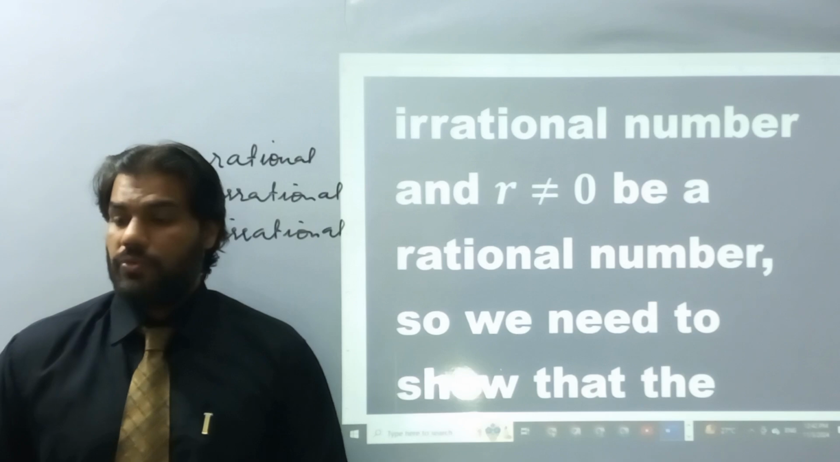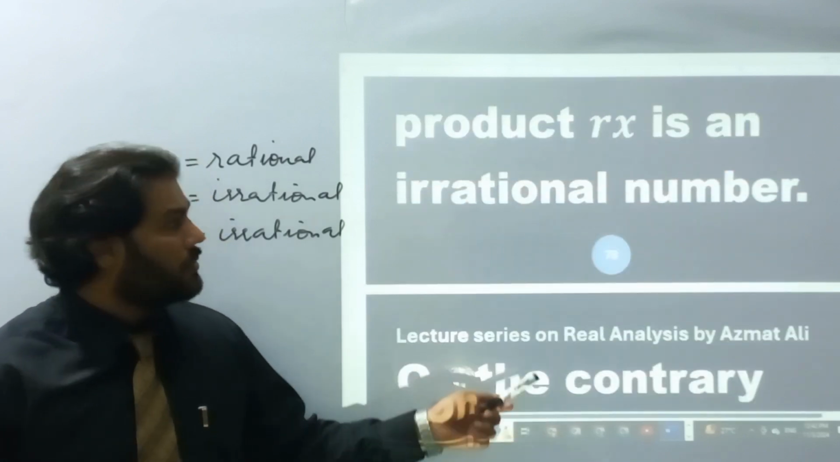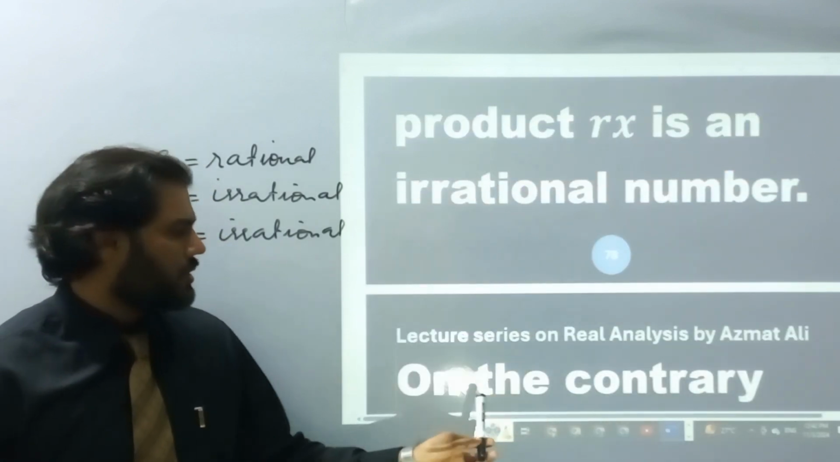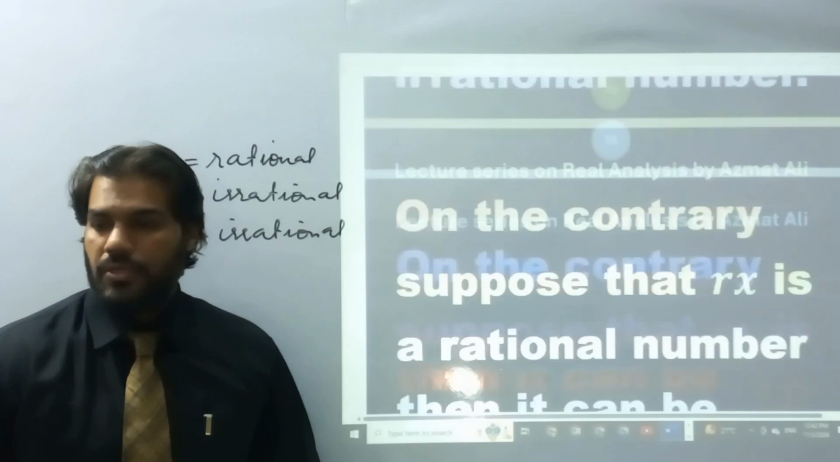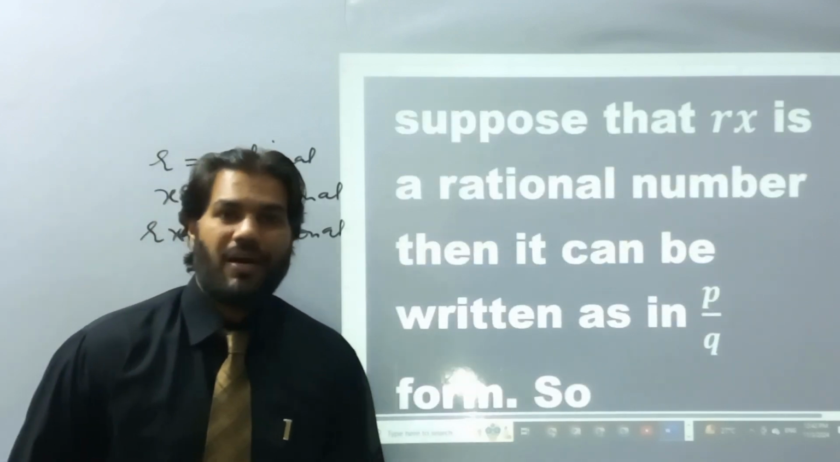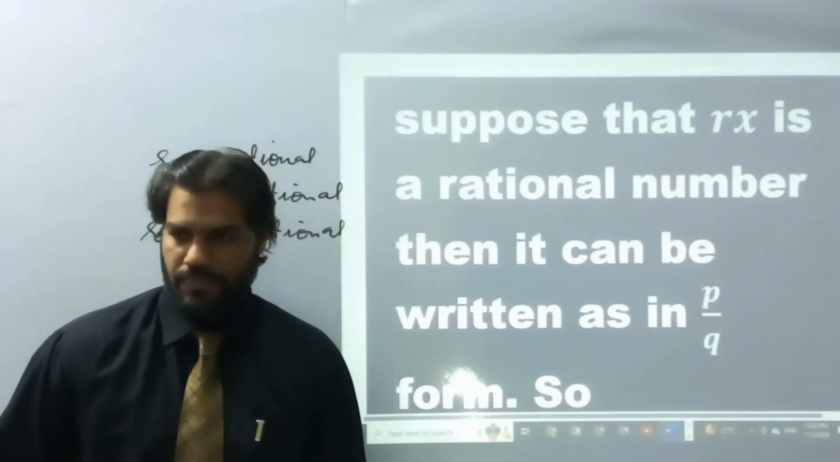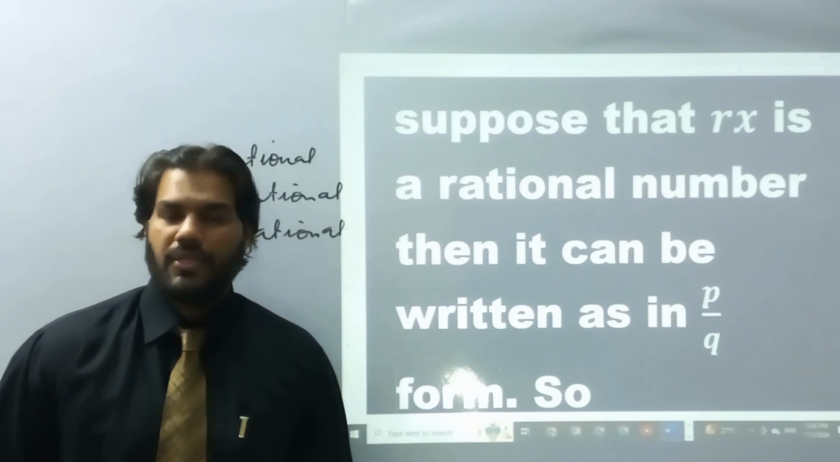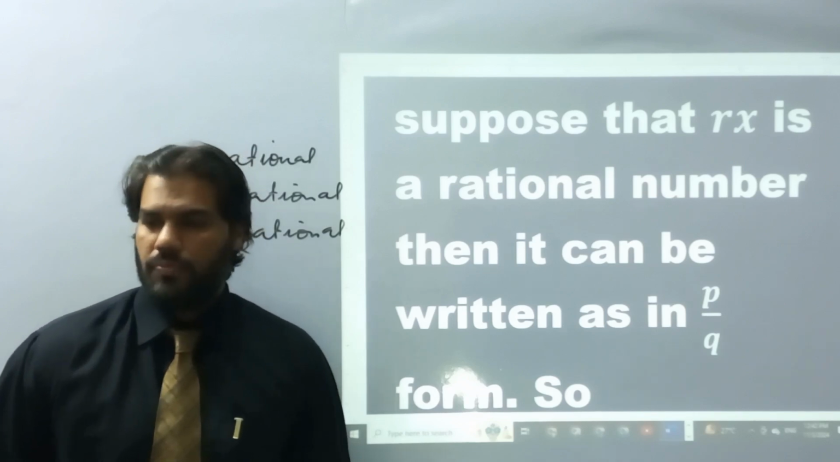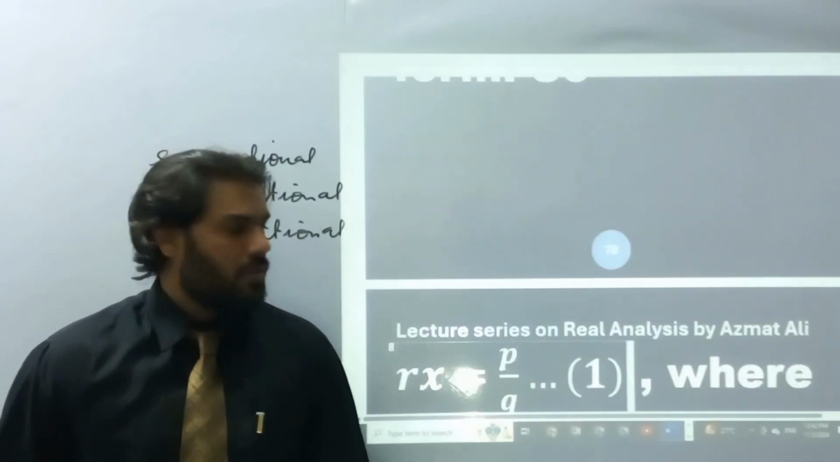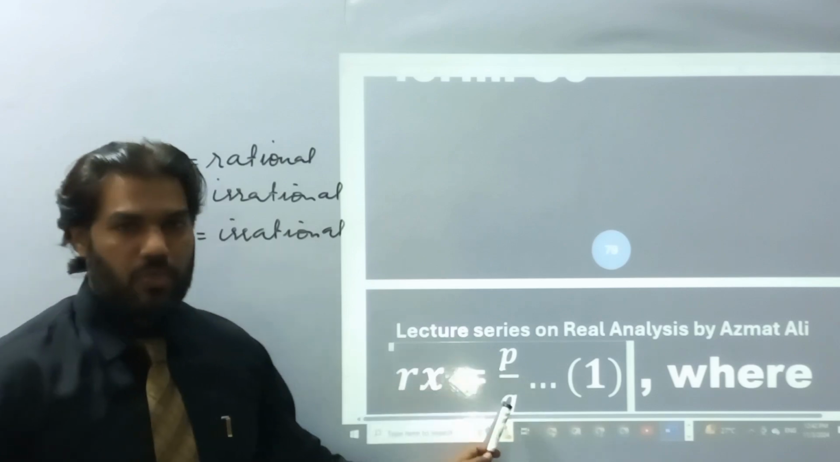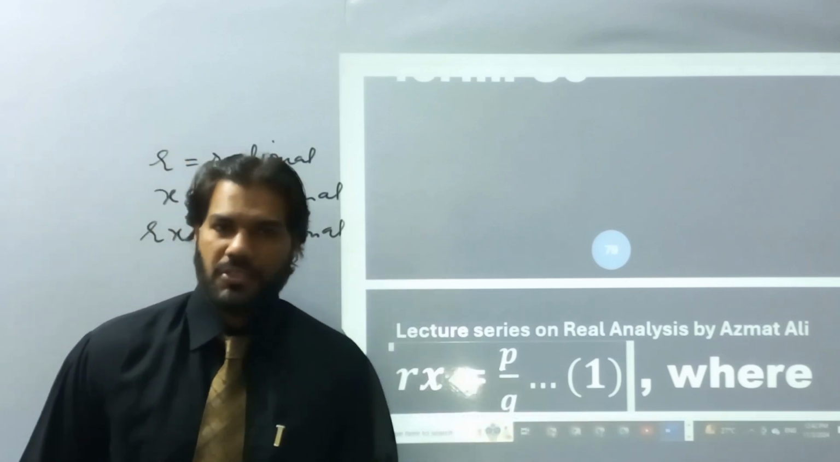Suppose on the contrary, we need to show that the product Rx is an irrational number. On the contrary, we suppose that the product Rx is a rational number. Then it can be written in P over Q form. So let Rx is equal to P over Q, where P and Q both are integers.